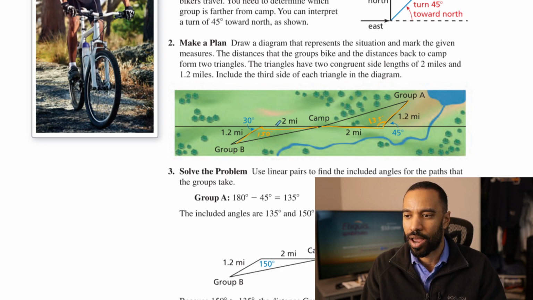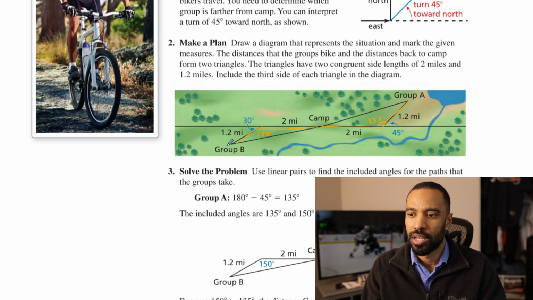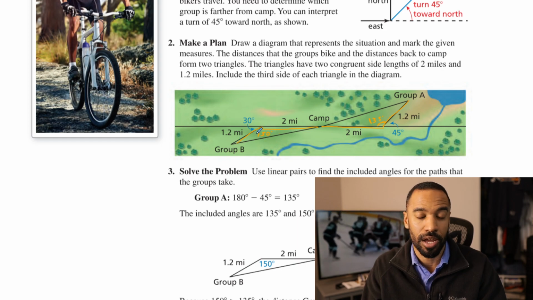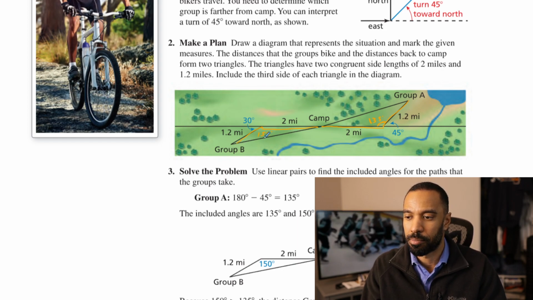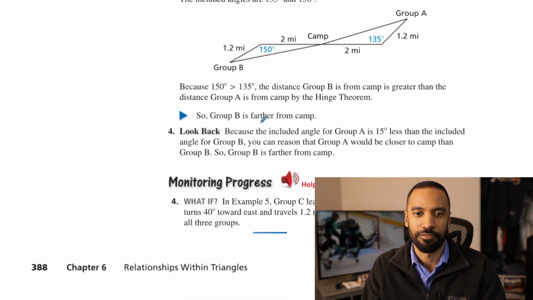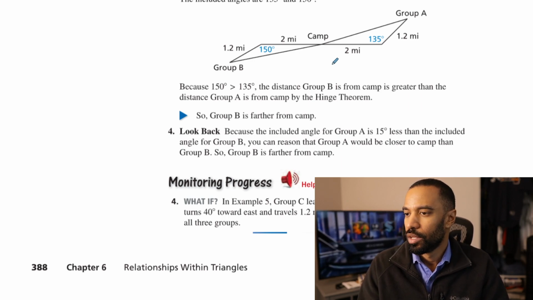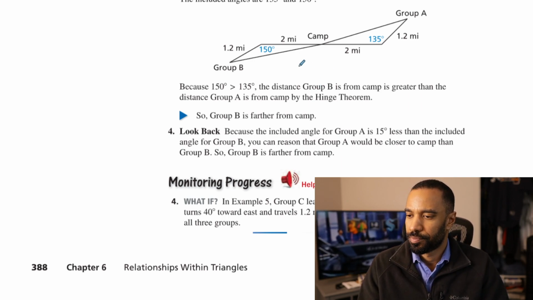So two triangles where you have side lengths of 2 and 1.2, 2 and 1.2, but the included angles are different. This one's bigger than that one. So the farther distance from camp is group B because of the hinge theorem. Here, this length is going to be greater than that. So group B is going to be traveling farther. They're farther from the camp. Here's a better drawing for that.